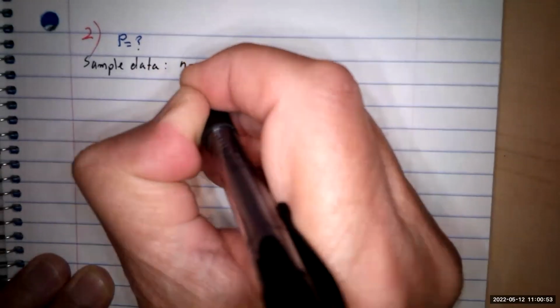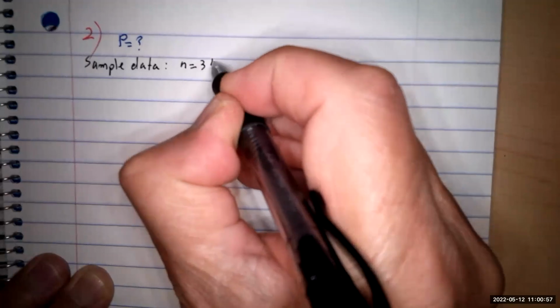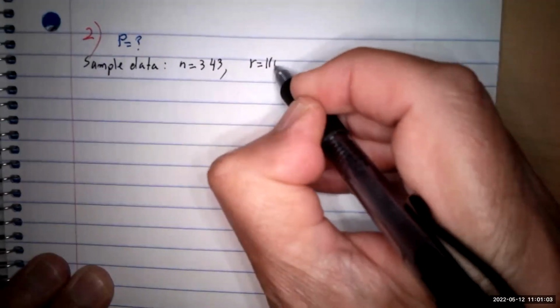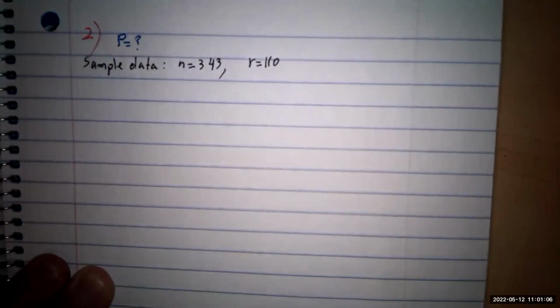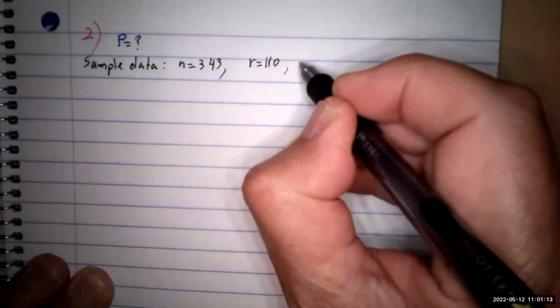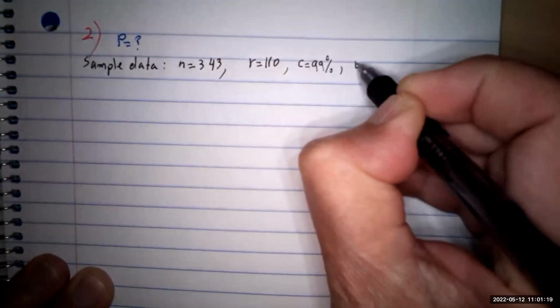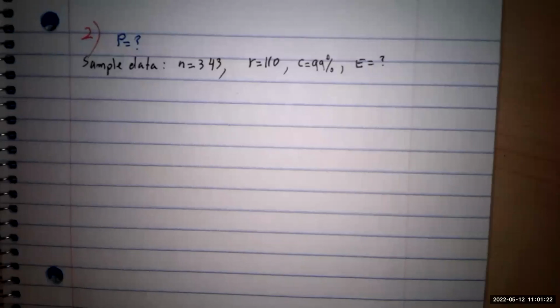Okay, so this is going to be the proportion. So we need the sample information. Sample information is going to be only 3 numbers. Sample data: start with the sample size, the total of students that we check, 343. We find out that out of these, 110 own a car, which we consider to be success. And so we want to find the confidence interval with the confidence level of 99%. So we have to find the E.